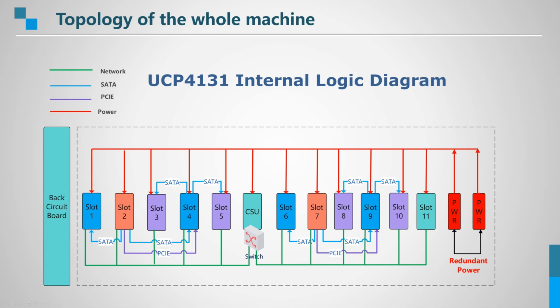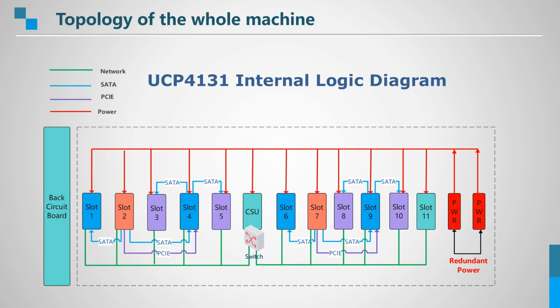This diagram provides a clear overview of how the various components of the UCP 4131 are interconnected, highlighting the importance of different interfaces such as network, SATA, PCIe, and power, along with the redundancy features for power supply. For example, if you install a CCU board in slot 2, then you can expand 2 hard disks by SATA bus in slot 1 and 4.